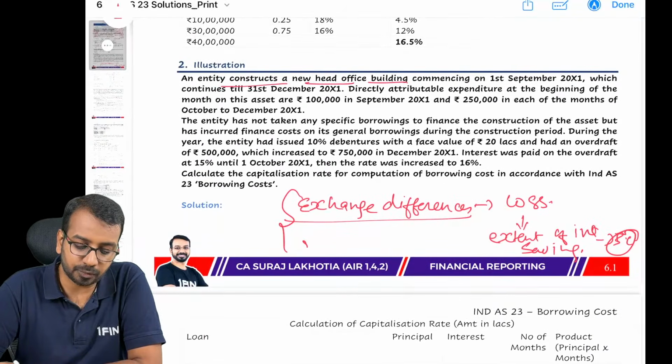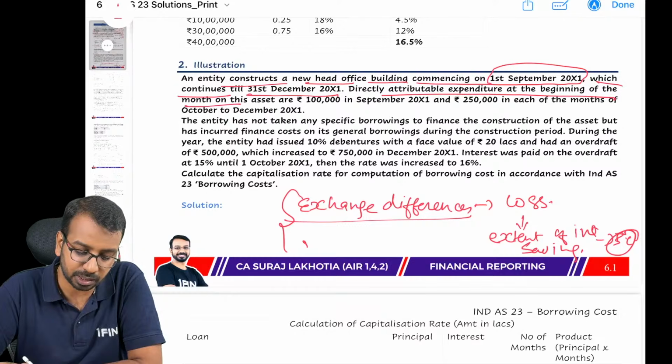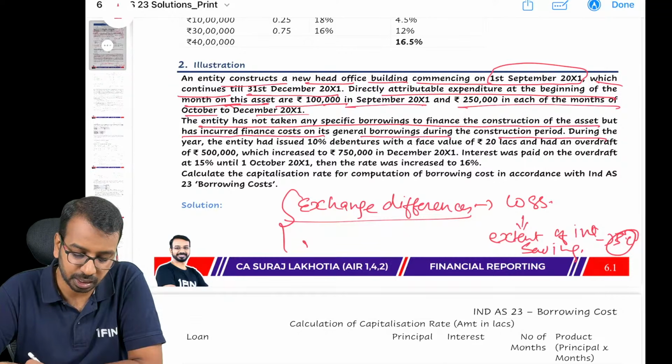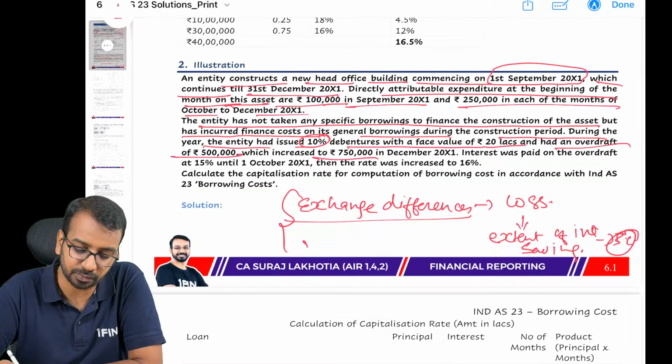Entity constructs a new head office building commencing on 1st of September, which continues till 31st December. Attributable expenditure at the beginning of the month for the asset is 1 lakh in September, 250 in October to December. Entity has not taken any specific borrowing but has incurred finance costs on its general borrowing during the construction period. The entity has issued 10% debentures with a face value of 20 lakhs and has an overdraft of 5 lakhs, which increased to 750 on December 1st. Interest was paid 15% till 1st of October, then 16%.